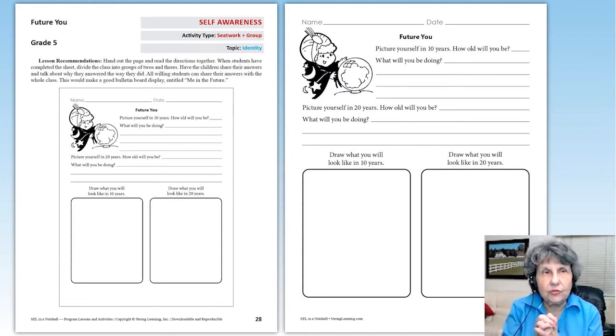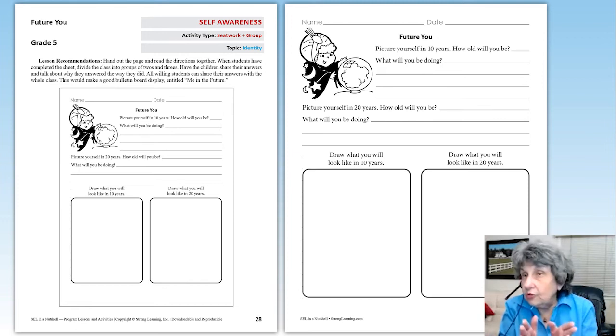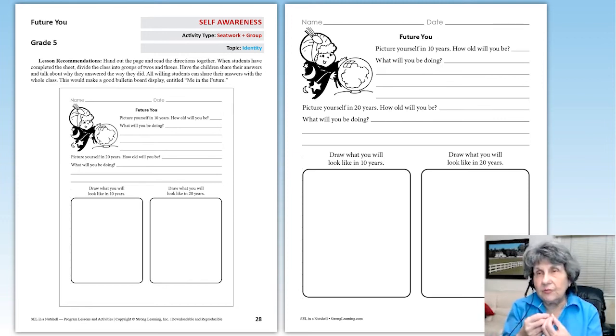Grade 5, future you. Picture yourself in 10 years. How old will you be? What will you be doing? Start setting goals. By 10 years old, you can start setting long-term and short-term goals.